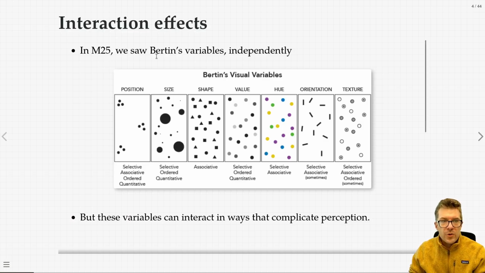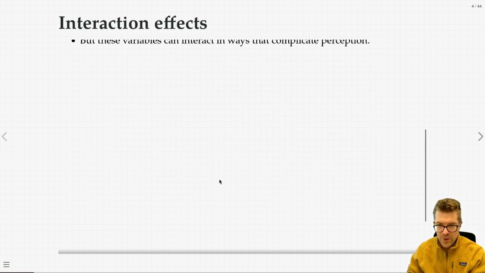So in Module 25, we actually saw Bertin's variables. I mentioned them briefly, but here they are visually. We talked about position of marks, the size of marks, shape, value, hue, orientation, and texture, for example. Now, we use them, but each of these variables can interact with each other in ways that might complicate perception, and I want to give an example of what I mean by that now.